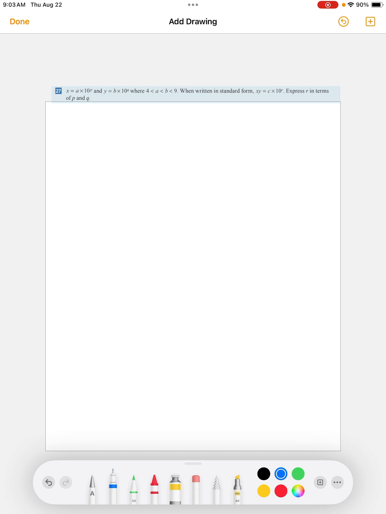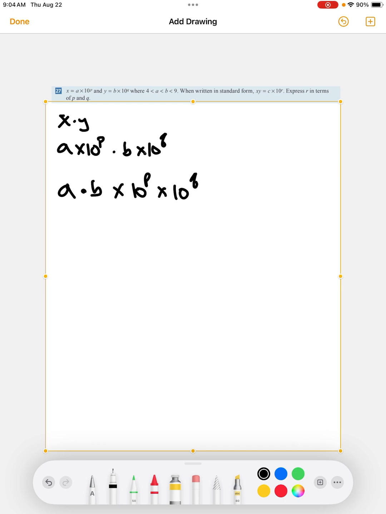So let's do that first. Let's do x times y. So we're going to write this out. We're going to write x times y, and that's going to give us, if I'm writing x, a times 10 to the p, and then I'm going to multiply that by y, which is b times 10 to the q. And then we can rearrange this and multiply in any order we want. So it's going to be a times b times 10 to the p times 10 to the q.